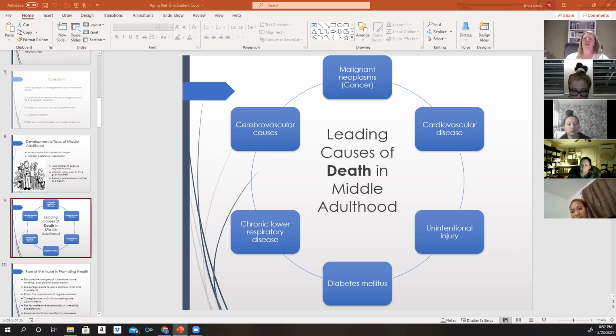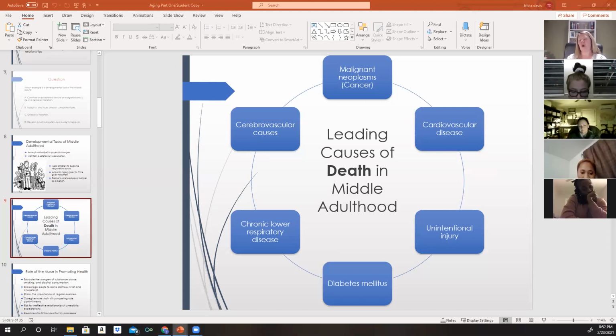All right. So cardiovascular disease. What do you think is causing cardiovascular disease in these middle-aged people? High cholesterol. Very good. McDonald's, fast food. Yes. Poor diet, no exercise, sedentary lifestyles.